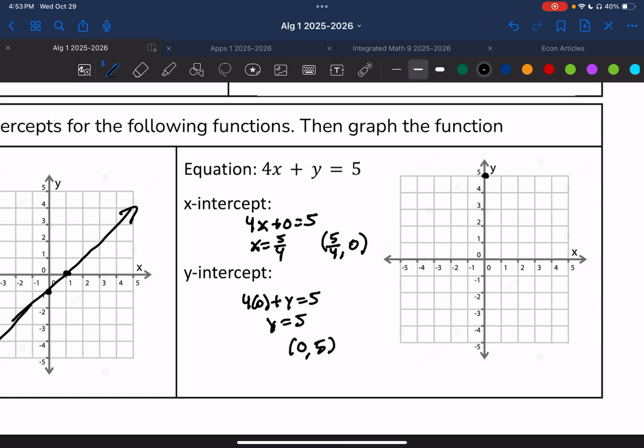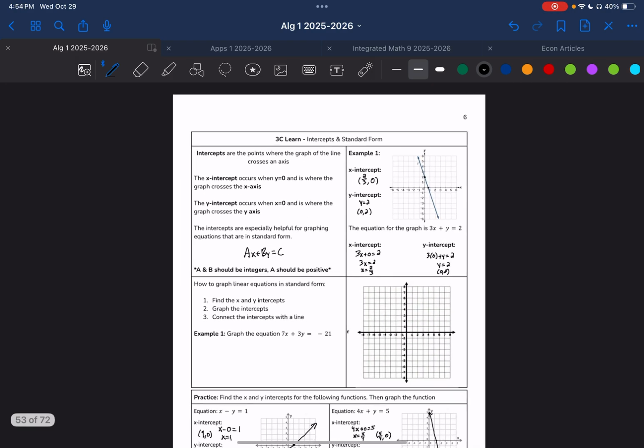And so we can plot those 2 points. Remembering that 5/4 is like 1 and 1/4, we can plot it at x is equal to 1 and then a little bit more. And then this is what that line is going to look like. All right, so that is page 6.